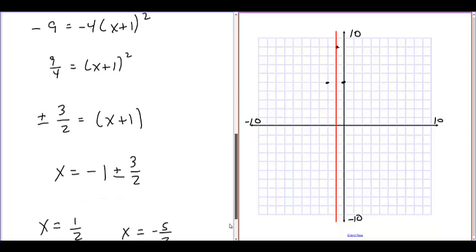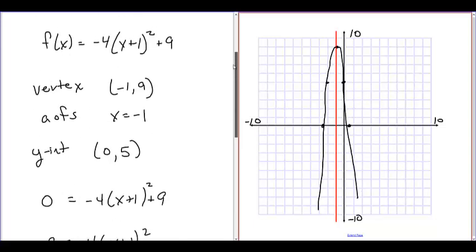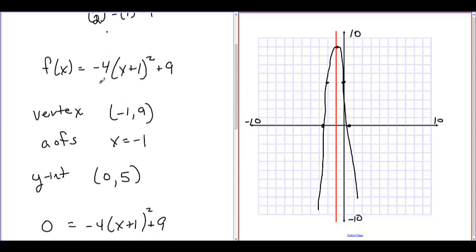Then we have our x-intercepts, which are going to be 1/2 and negative 5/2. 1, 2, 3. And what you'll notice is this thing is stretched in the y direction, and that's because if we go back to standard form here, you can see we've got the 4 in front here, which is a vertical stretch. Okay, so that's that one.